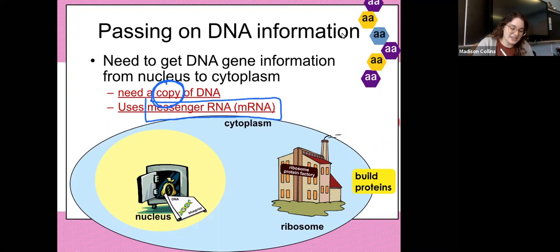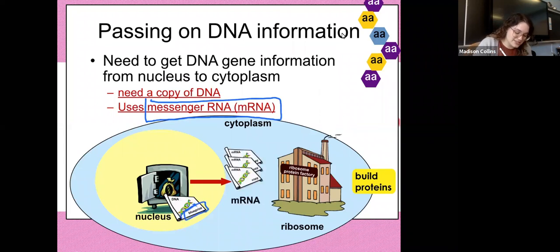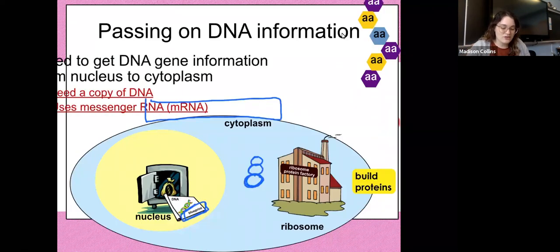So we need to get this DNA information from the nucleus to the cytoplasm, but again, DNA can't leave. So this is where we make a copy, we transcribe or write down that information from DNA onto a copy of messenger mRNA. So what happens is this blueprint of DNA stays inside the nucleus, but the mRNA is like, I got you. I'll make a copy. I'll take it over to the ribosomes and I'll tell them what to do. We're good. I got you. I'll be the messenger here. So that messenger actually carries that information over to the ribosomes.